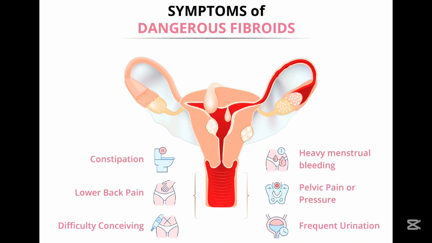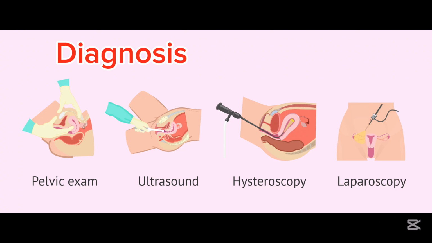So how are they diagnosed? These fibroids are often diagnosed with an ultrasound, which is the most common imaging test. You can also do other tests, such as an MRI if you want to be provided with detailed information about the size, the number, and location. You can also do a hysteroscopy.